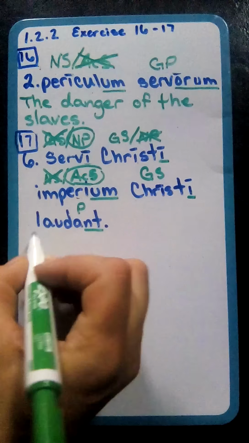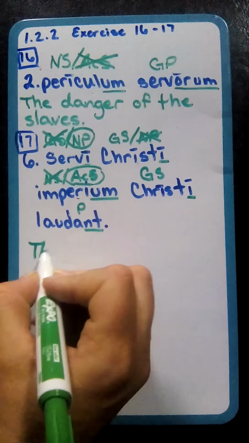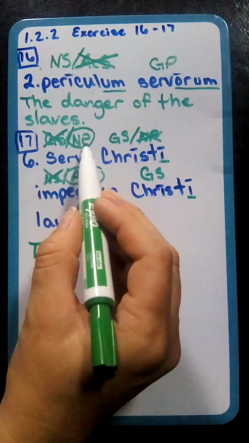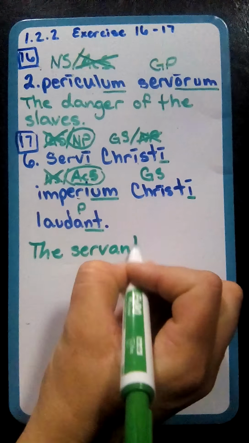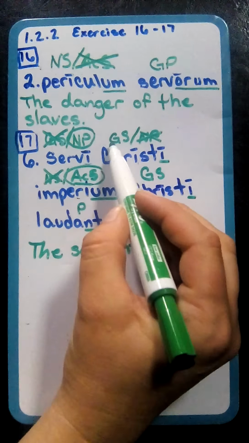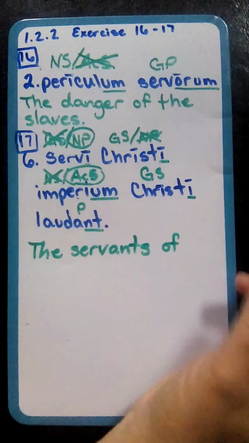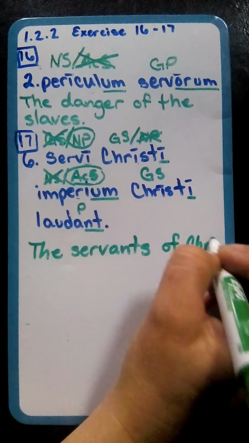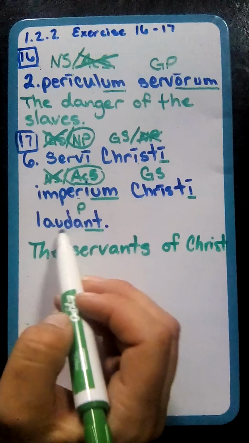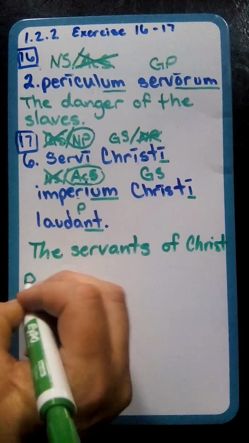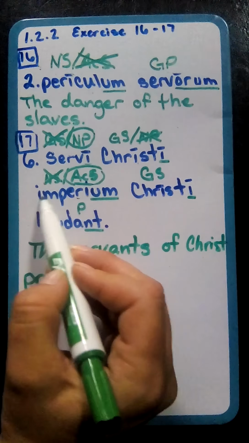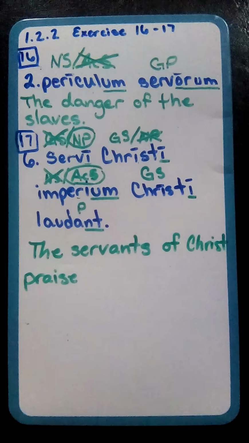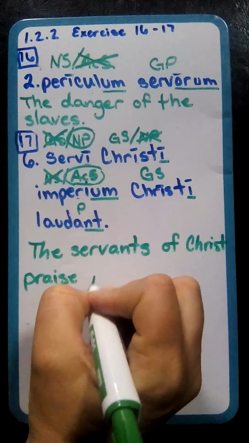All right, so now let's go ahead and write this out. The servant, servi, servants, pardon me, servants, because it's plural. So the servants, genitive makes this an of. So the servants of Christ. The servants of Christ do what? They praise. And praise who or what? Here's our direct object. Imperium. And imperium can be command, power, or empire. For the sake of this sentence, I'm going to choose the word power.